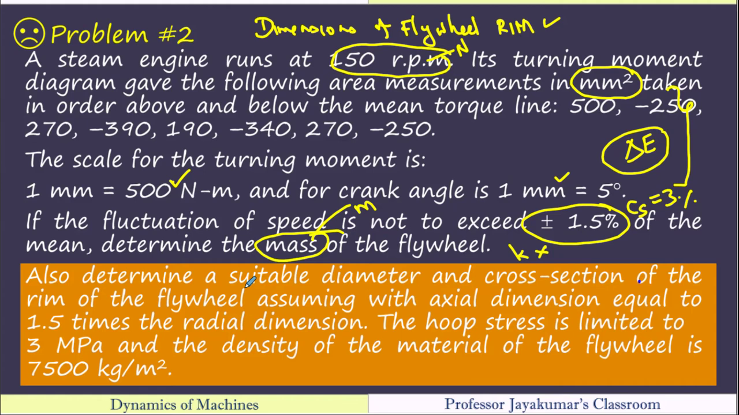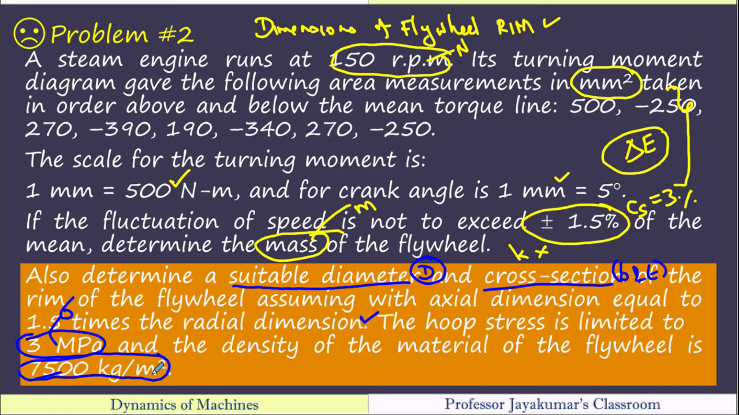Determine suitable diameter of the flywheel rim and the cross section of the flywheel rim width and thickness, assuming axial dimension is equal to 1.5 times radial dimension. Let me explain you a bit later. Hoop stress is given here. This is sigma. Then density of the material is given, which is nothing but rho.